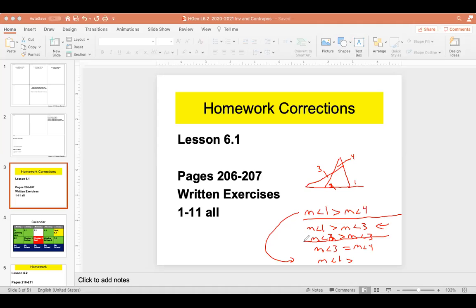I think for your first one, it should be the measure of angle 1 is greater than the measure of angle 2, because 3 is too remote. Yeah, you're right. So 3 is 2. Okay, there you go. That's how I would do it. Okay, thank you. Anybody else?